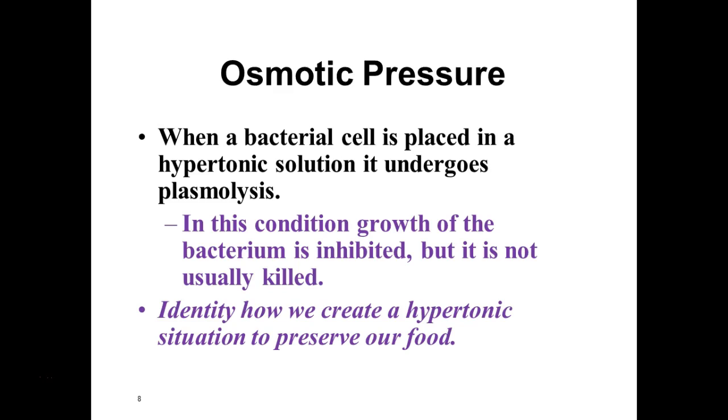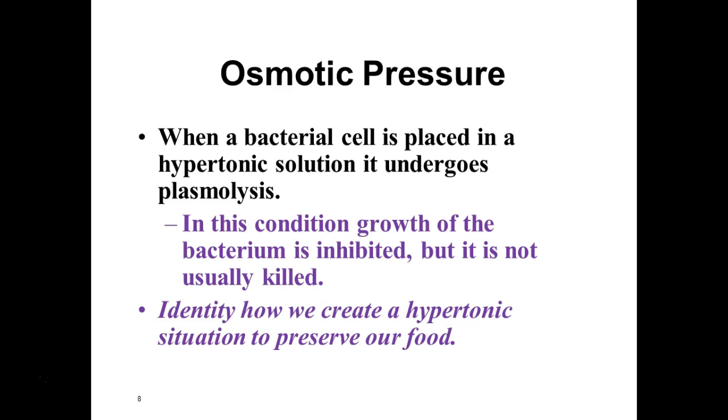In this condition, the growth of the bacteria is inhibited, but not usually killed. Can anybody think about any type of hypertonic solution that we use to preserve our food? Salt. Salt is the most common solute we use to create hypertonic situations for bacterial cells. Meats are cured, right, using high concentrations of salt. This tends to draw the water out of the bacteria.